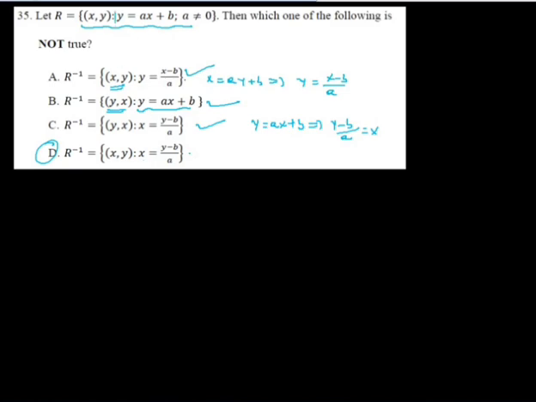Here, they have solved this for x. Okay, this is R itself, not R inverse.